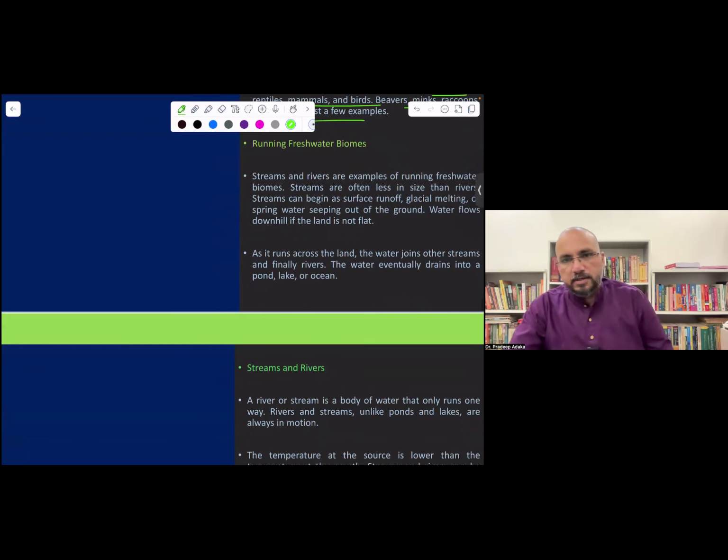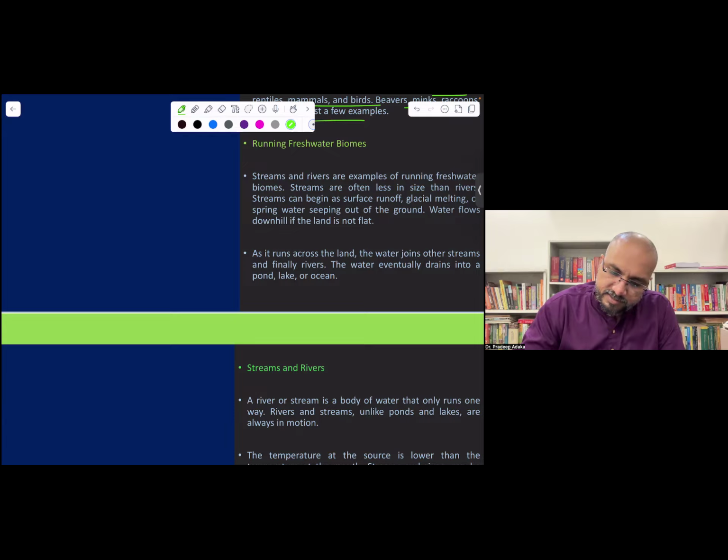So that was your static freshwater biomes. Then you have running freshwater biomes. So you have rivers and streams. Okay. So streams and rivers, they are running water bodies. Streams are smaller than the rivers. Okay. So these can form by surface runoff.